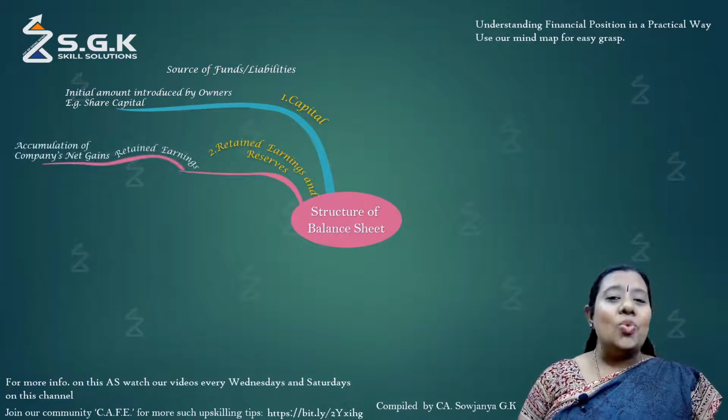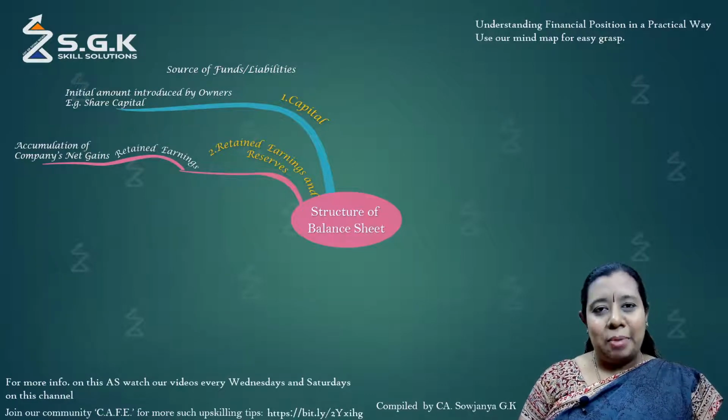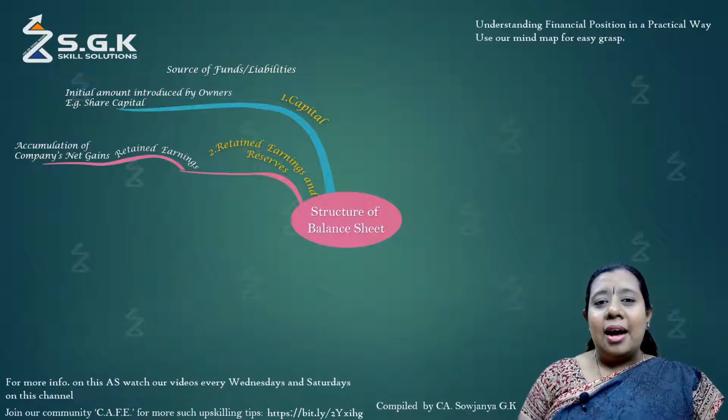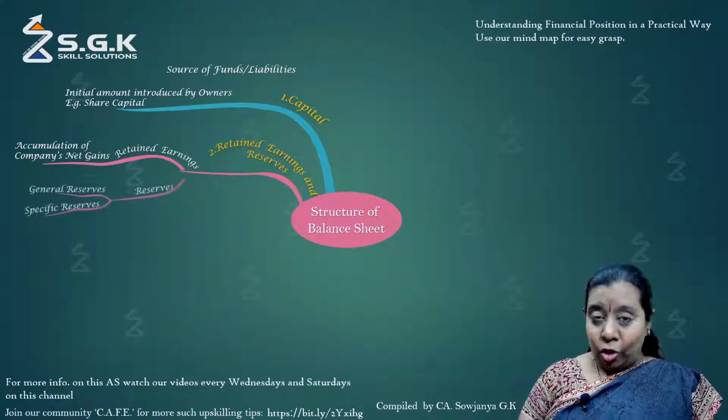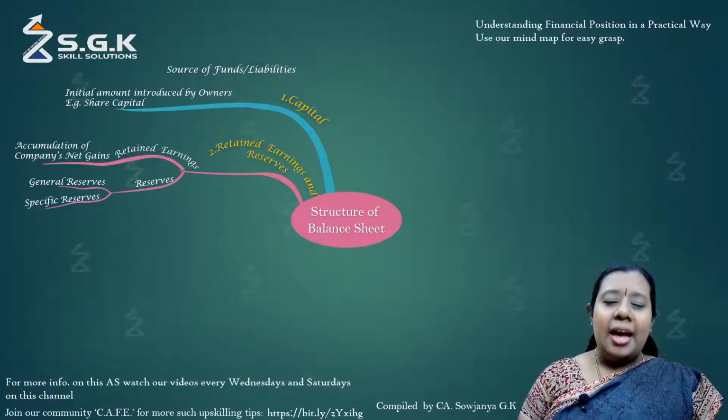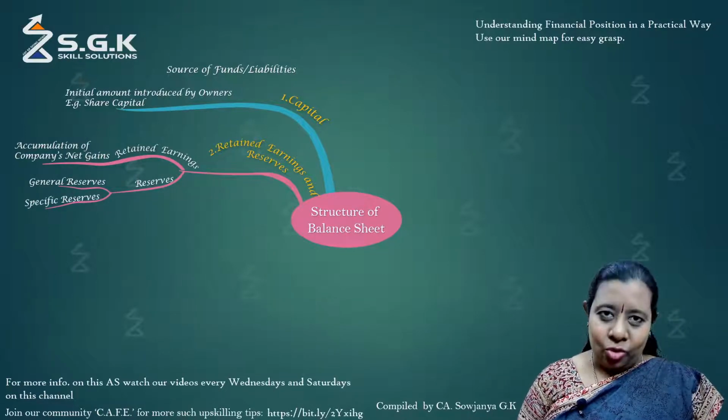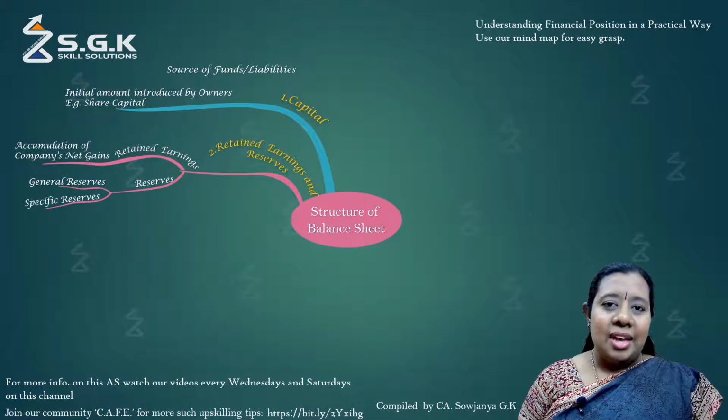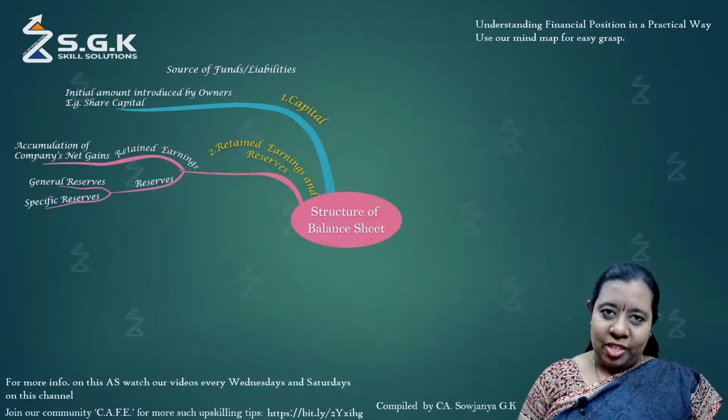Here, we need to understand retained earnings. Retained earnings, as the name suggests, is the accumulation of the company's net gain over a period of time. We also need to understand reserves. An entity would have specific resources or reserves which are earmarked and kept separately, known as specific reserves, or certain reserves which are kept for a general purpose, known as general reserves.